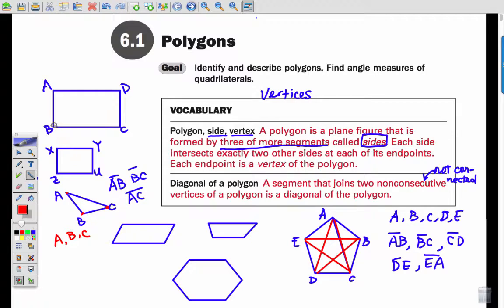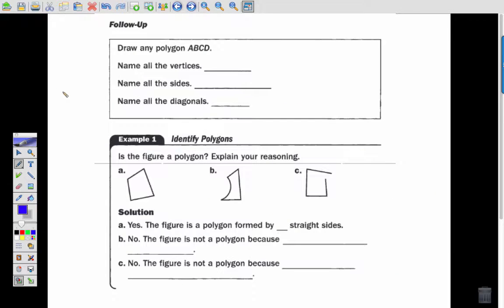Now, if I have this big rectangle, I have two of them. I have BD, and I can connect AC. Anything else, if I want to connect AB, notice that I have a side. I connect AD because these two are connected. These two vertices are right next to each other. It's not a diagonal, rather it's a side. Okay? So finish the follow-up on your own, and let's look at the examples.